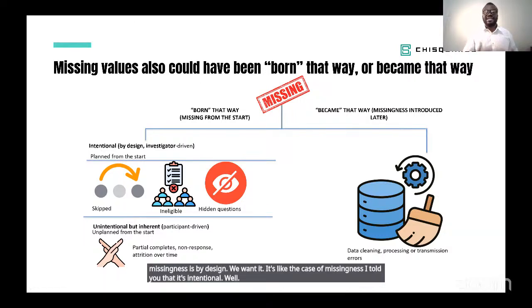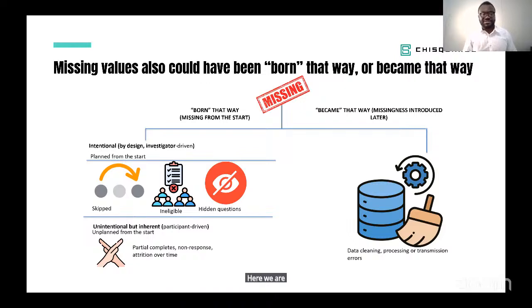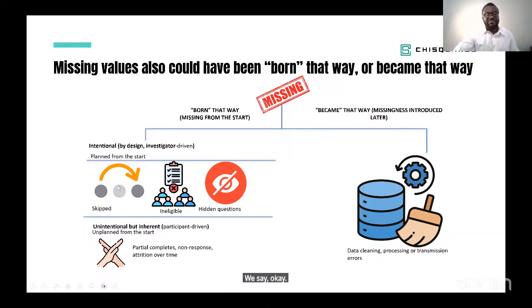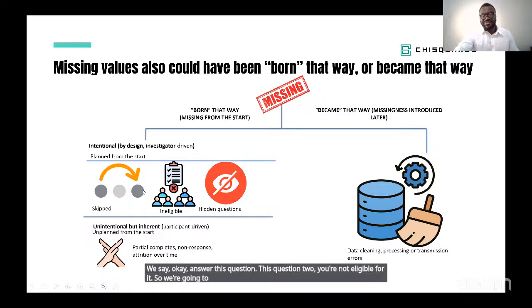Here we are intentionally creating missing values. For example, when we have skip patterns, we say, okay, answer this question. Question 2 is not eligible; you're not eligible for it. So we're going to skip you to the next question. Well, the individual is going to have missing values for this second question, but that is by design.